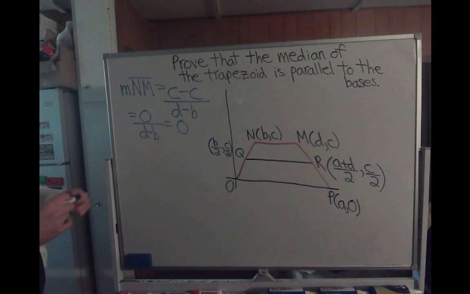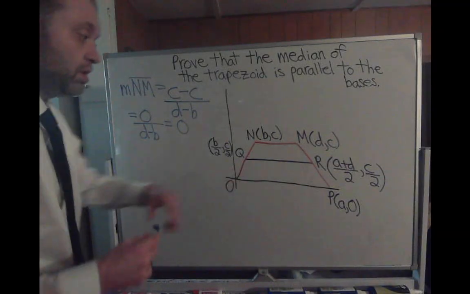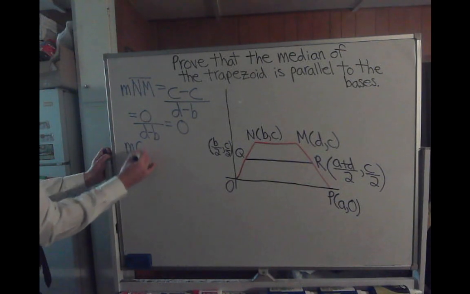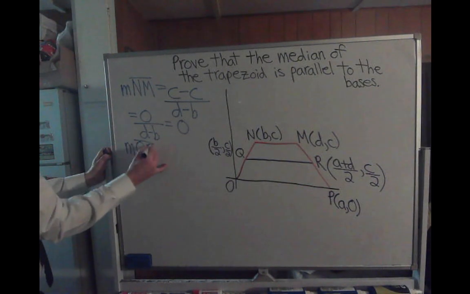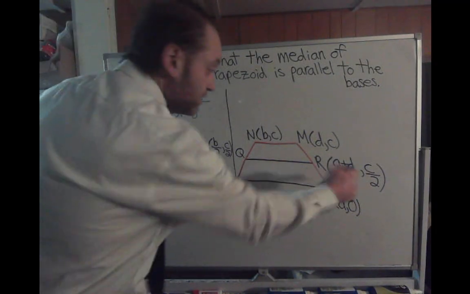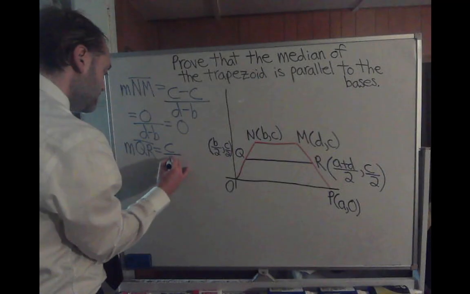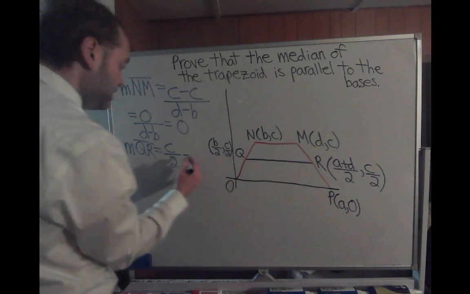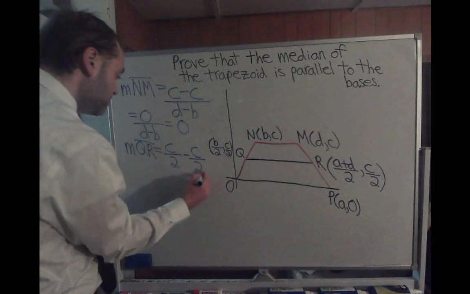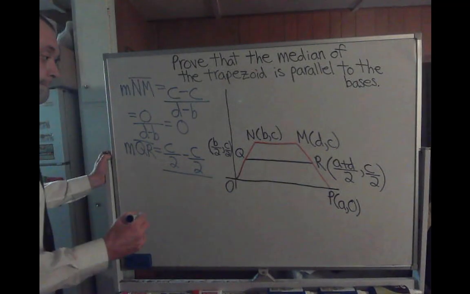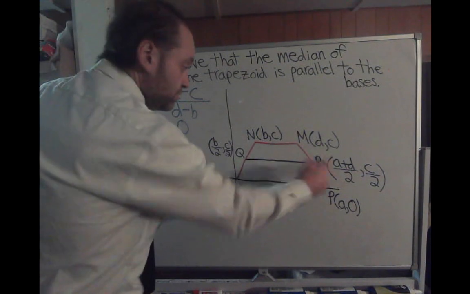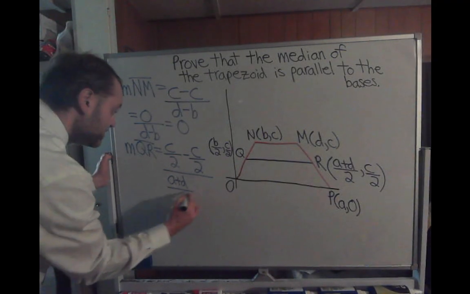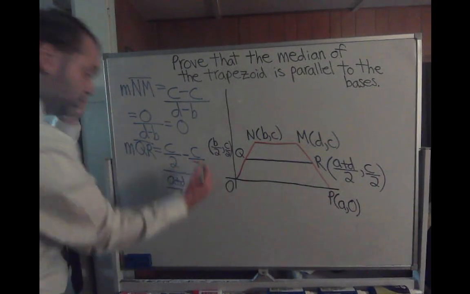Now, of course, we need to find the slope of QR. So the slope of QR is going to be a little bit more fun because of the fractions. But find your y2 of C over 2 minus your y1 of also C over 2 all over your x2 of A plus D all over 2 minus your x1 of B over 2.